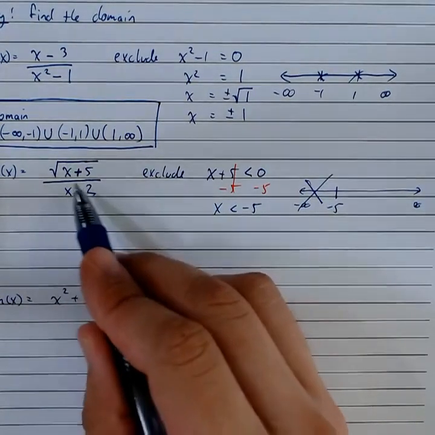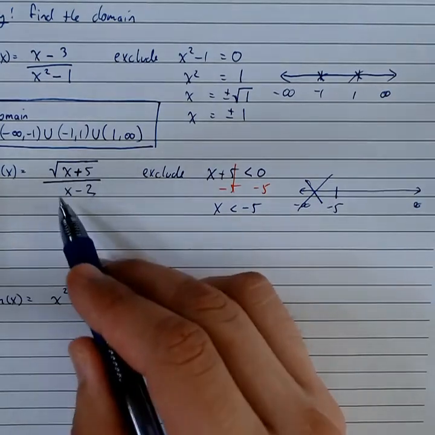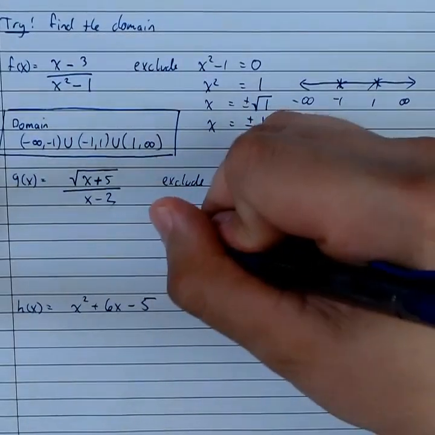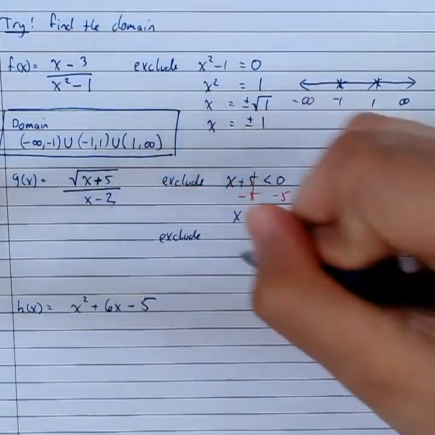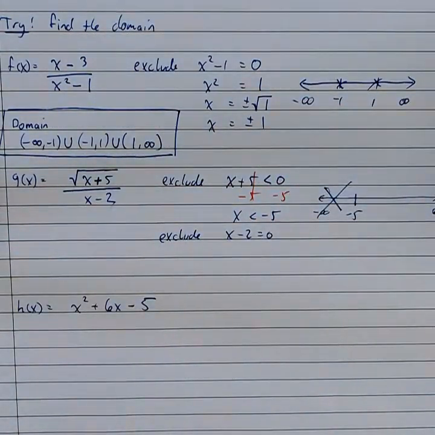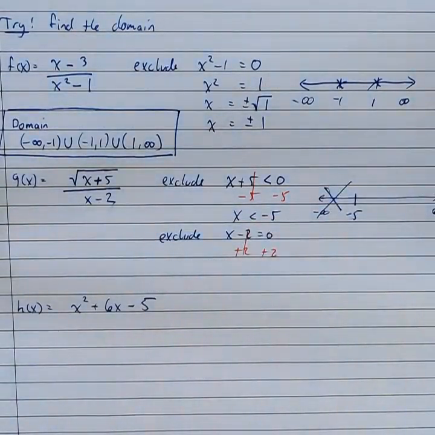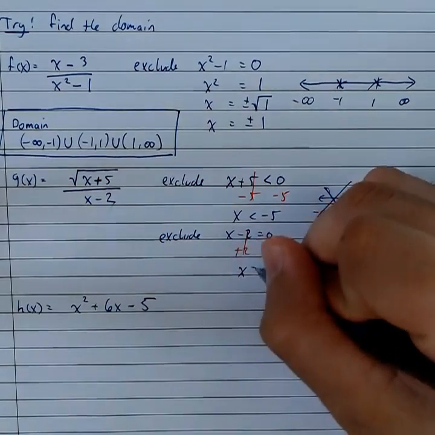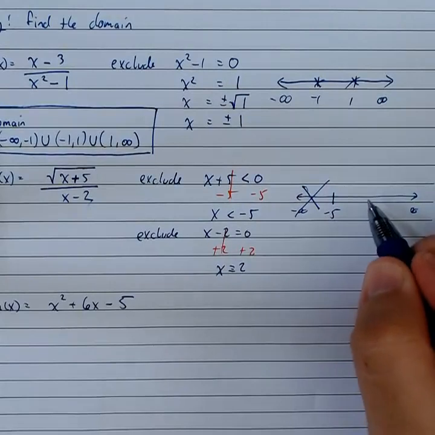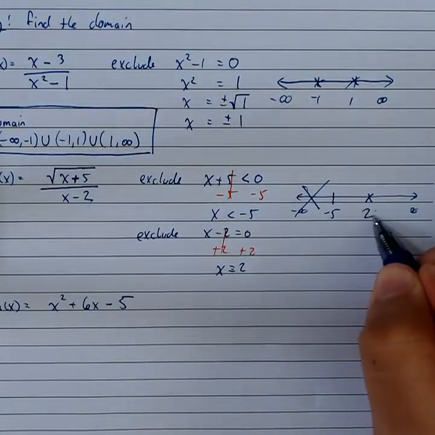But we have one more thing to worry about, because this one not only has a square root, it also has a denominator. And again, denominators can't be 0. So we have one more thing to exclude: whatever makes x minus 2 equal to 0. That's not too bad. We add 2 to both sides, and that gives us x equals 2. So that's the number we're going to exclude. The number 2 is right over here somewhere, between -5 and infinity.